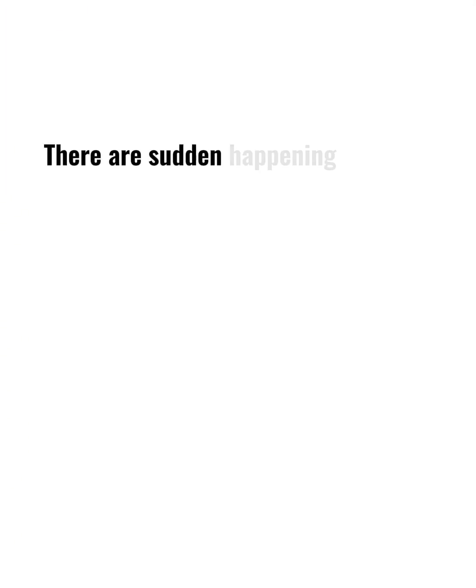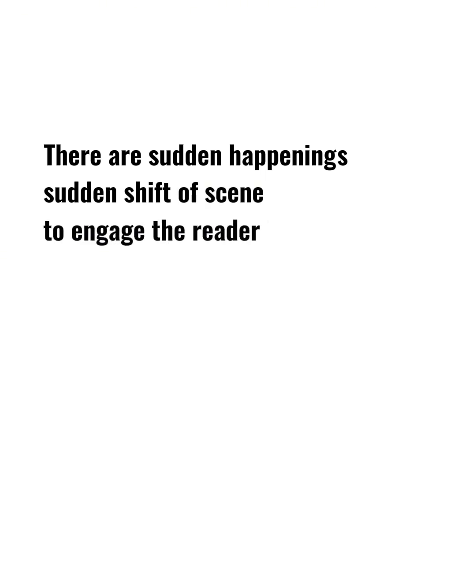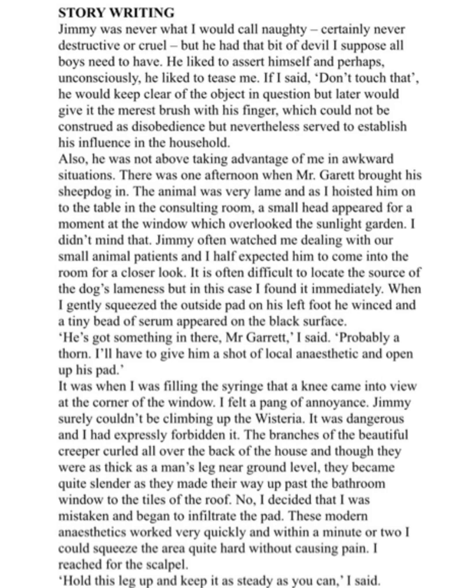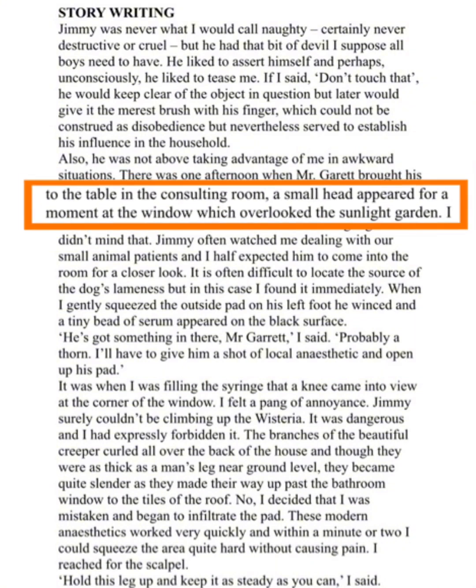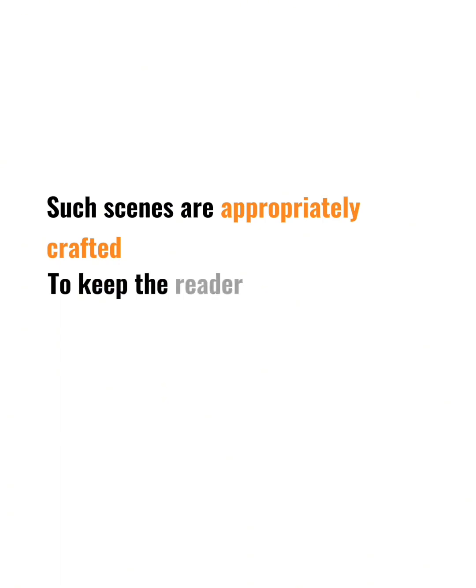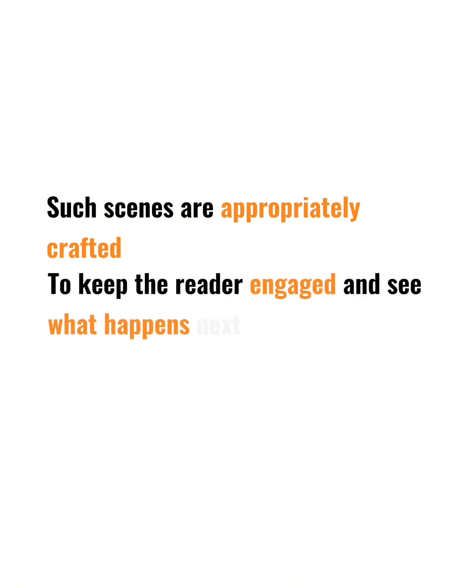There are sudden happenings, sudden shift of scene to engage the reader in what is happening. Like in the line that says, a small head appeared for a moment at the window which overlooked the sunlight garden. So, such scenes are appropriately crafted to keep the reader engaged and see what happens next.